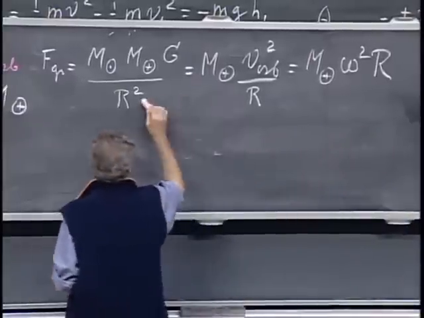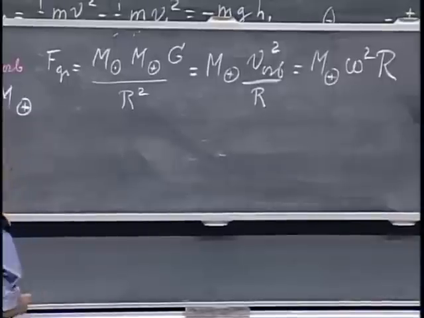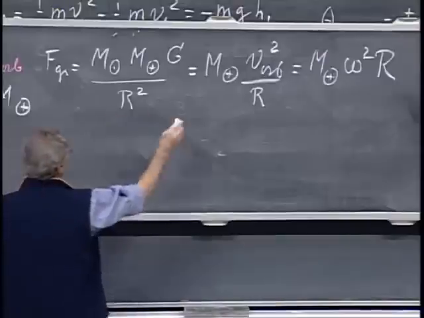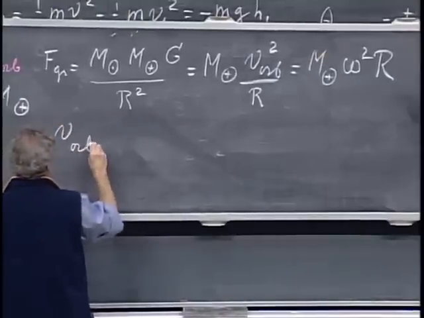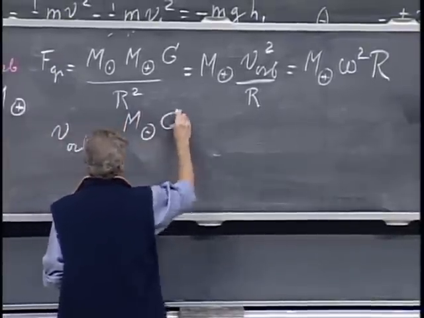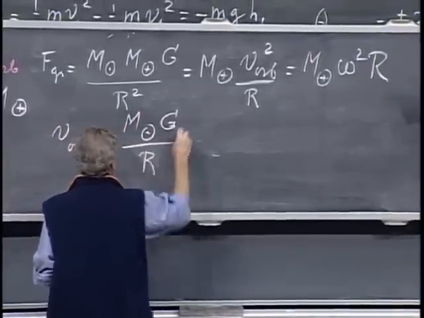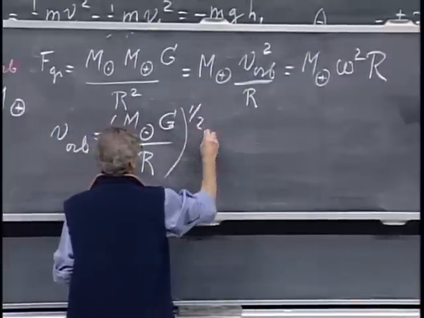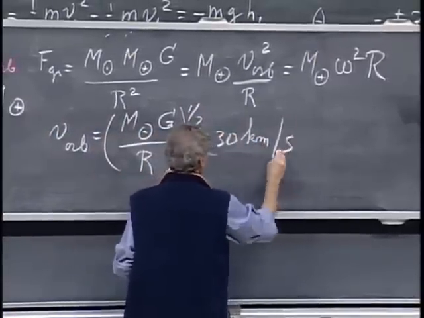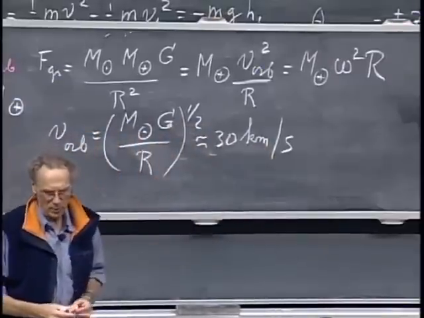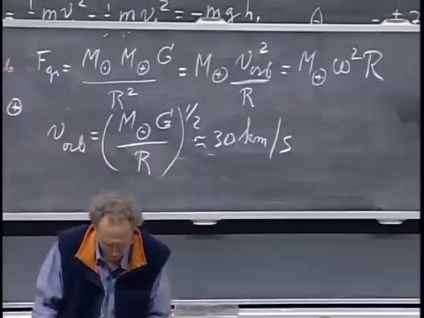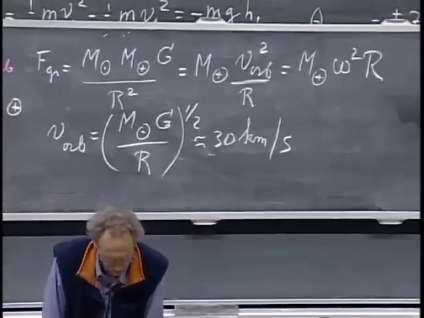Look at this here. You lose your Earth mass if you want to know what the orbital speed is. You lose one r, and so you find that the orbital speed equals the mass of the sun times G divided by r, to the power 1/2, and that is about 30 kilometers per second. I give it in kilometers per second, but of course, when you calculate it, make sure you always stay in MKS before you make a conversion to other units.